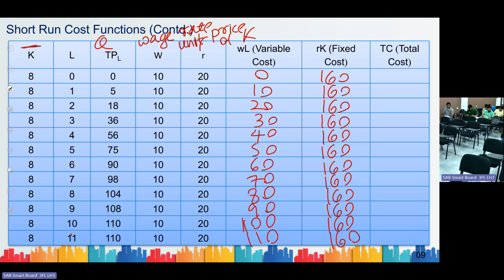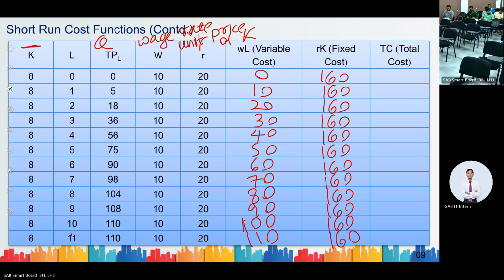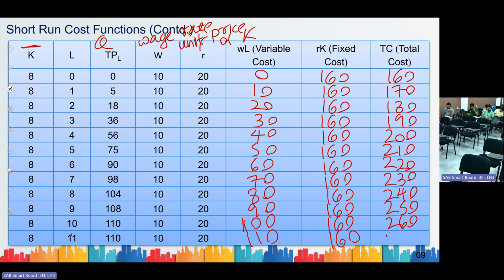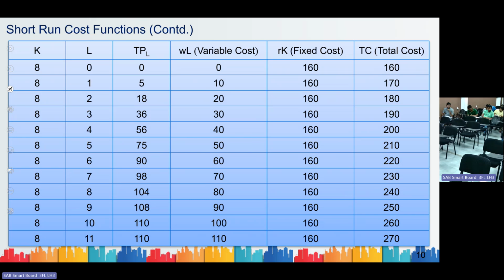And then you can easily calculate total cost. Total cost is the summation of variable cost and fixed cost. 160, 170, 180, 190, 200, 210, 220, 230, 240, 250, 260, 270. They are given here in the next slide.